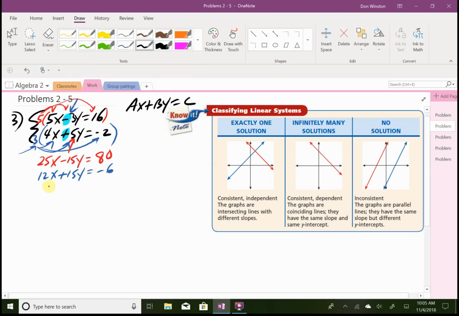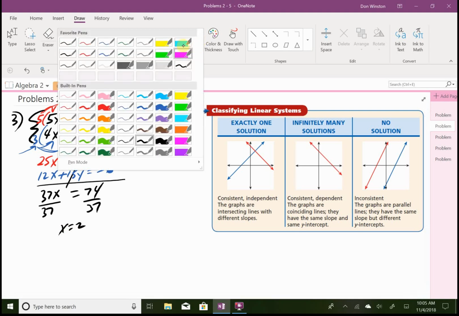Remember, the elimination method is also called the multiplication and add method. So you multiply first, and then you add. Well, negative 15y and positive 15y, that gets eliminated. 25x and 12x is 37x, and that will equal 80 minus 6 is 74. Divide both sides by 37, and we get x is equal to 2. Okay, so we found x. All we have to do is find y.